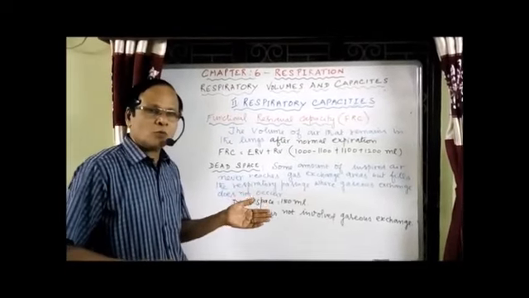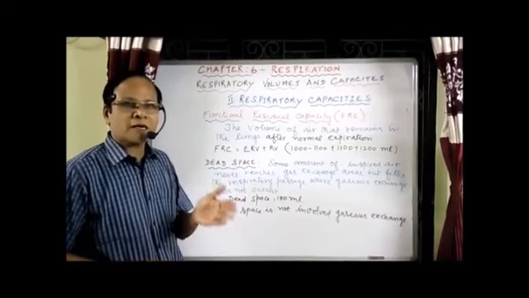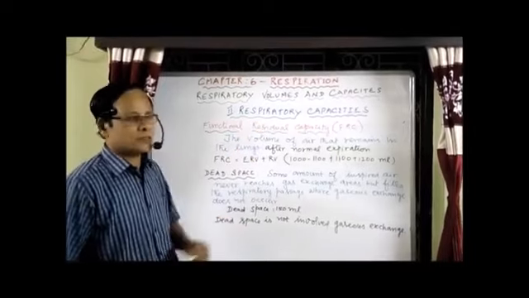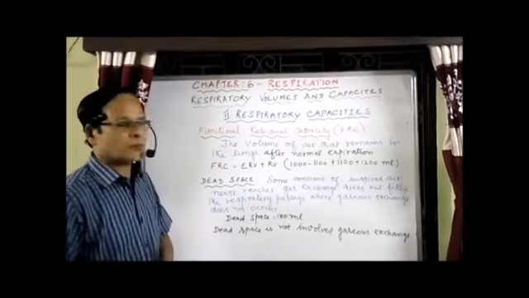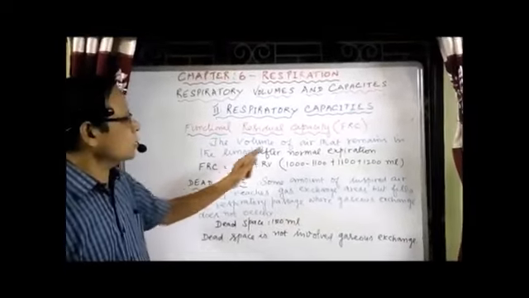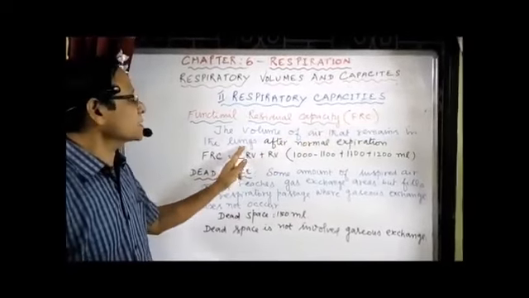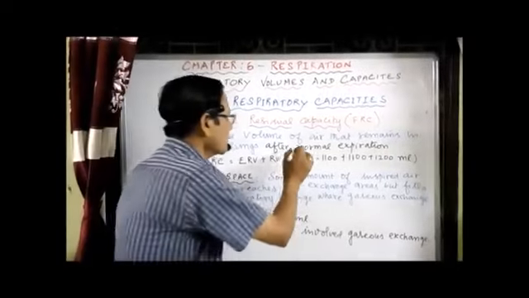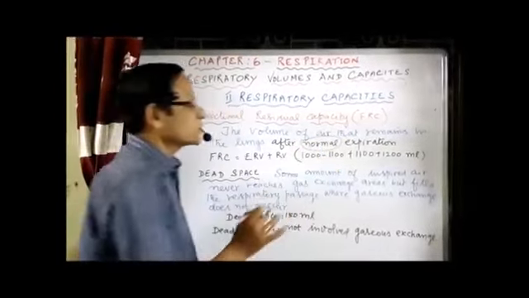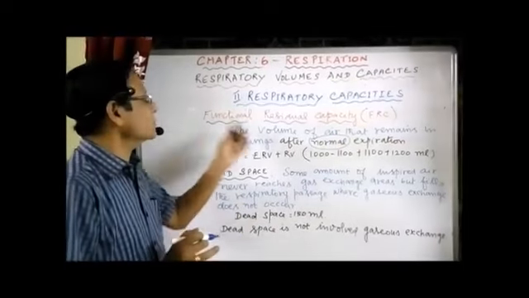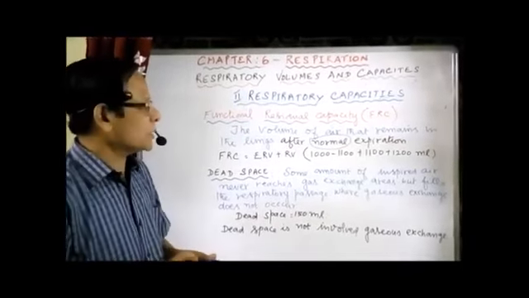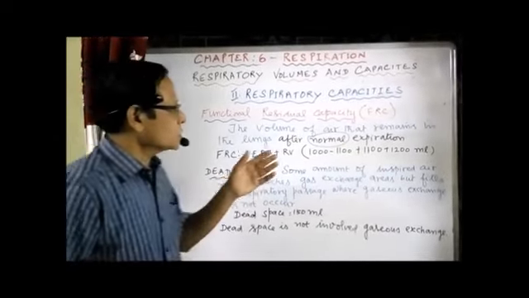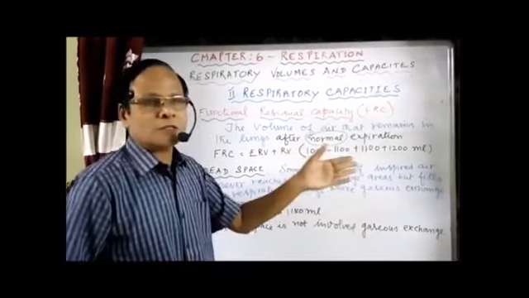Residual volume is the volume of air that remains in the lungs after forcible expiration. But residual capacity, otherwise called functional residual capacity, is the volume of air that remains in the lungs after normal expiration. Capacities are always calculated just after normal expiration or inspiration.